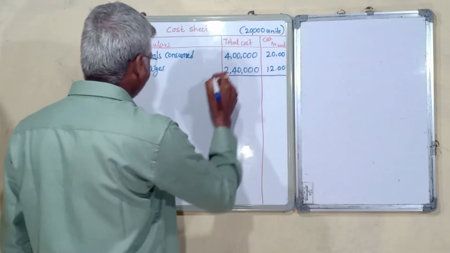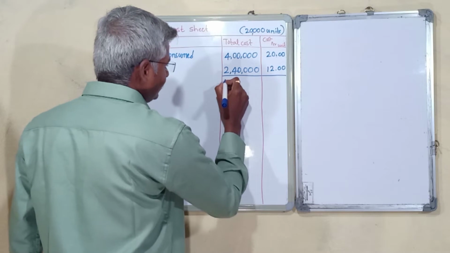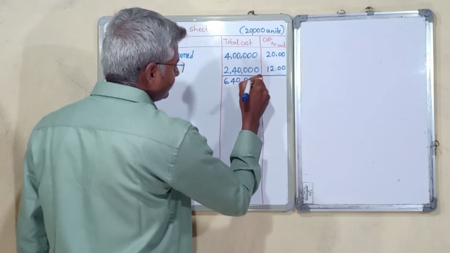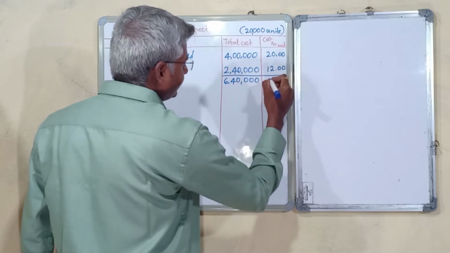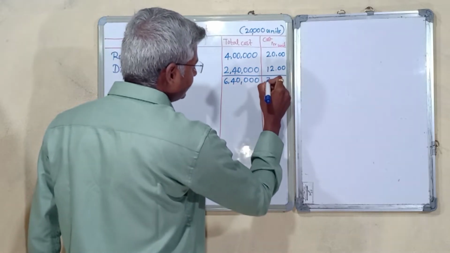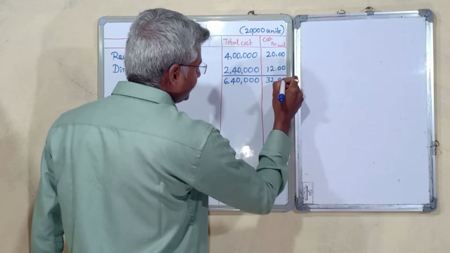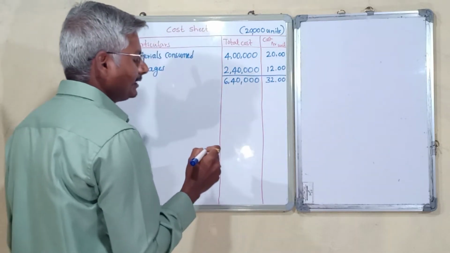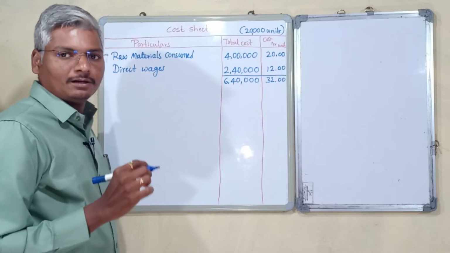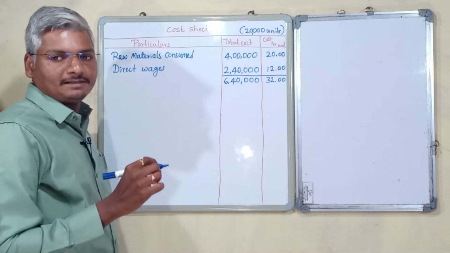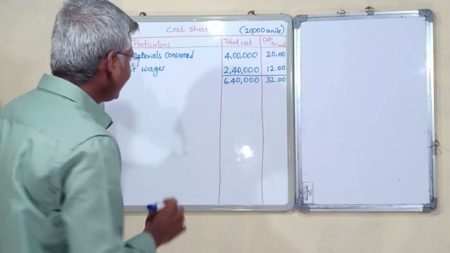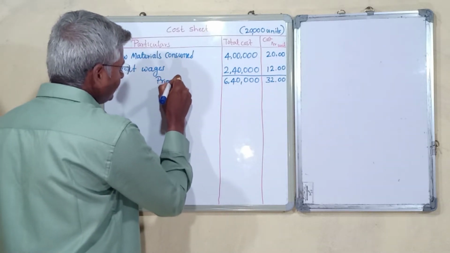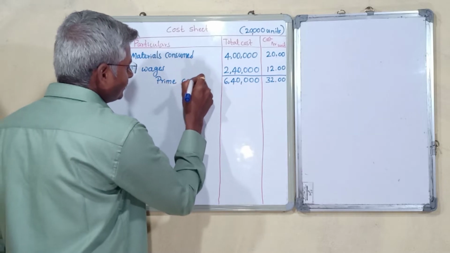If you add these two, here it is 6 lakhs 40,000 and 20 plus 12 is 32 rupees per unit. So this 6 lakhs 40,000, that is the combination of direct material, direct wages and direct expenses, we call as prime cost. This is prime cost.